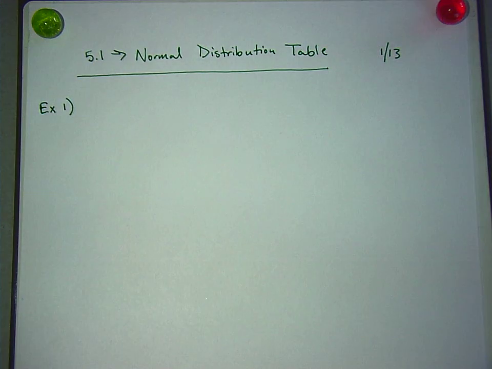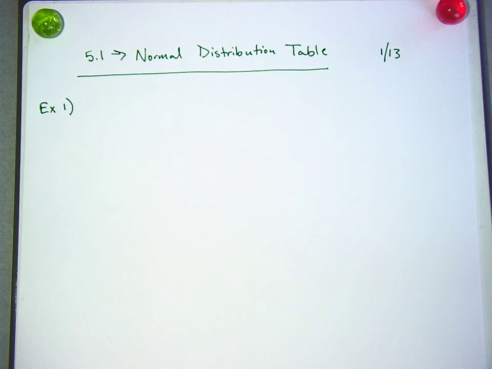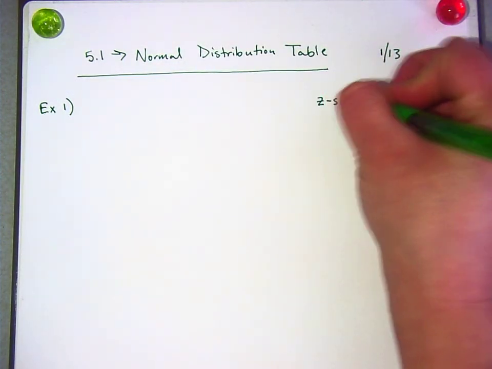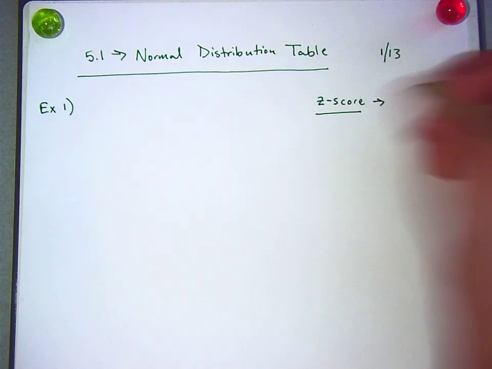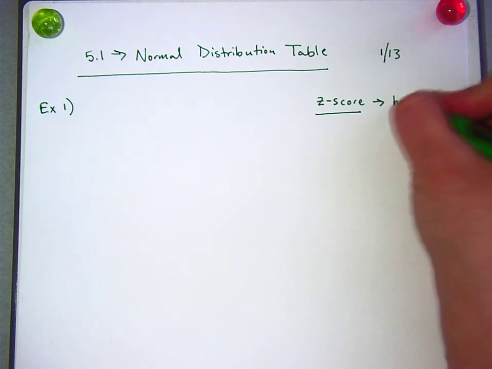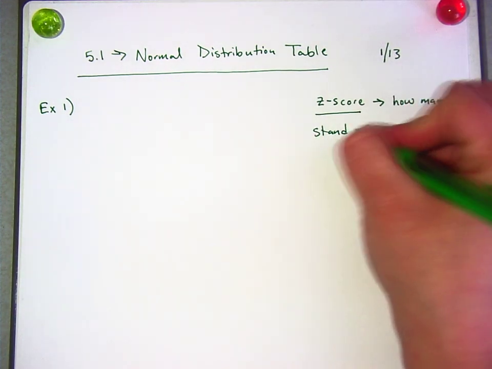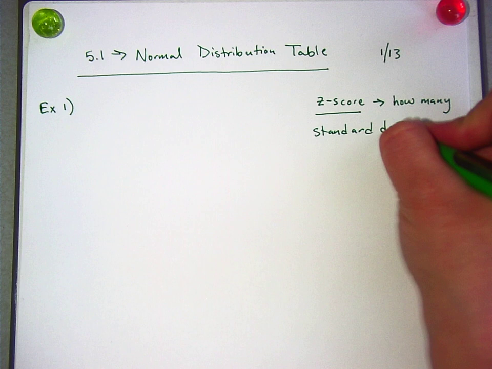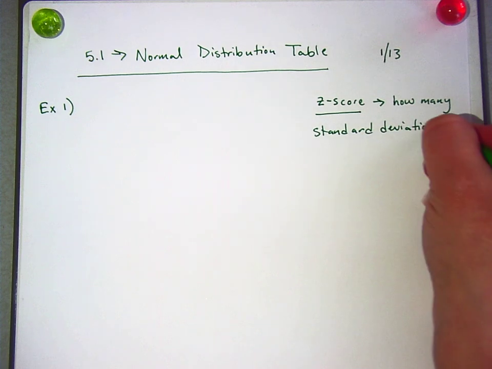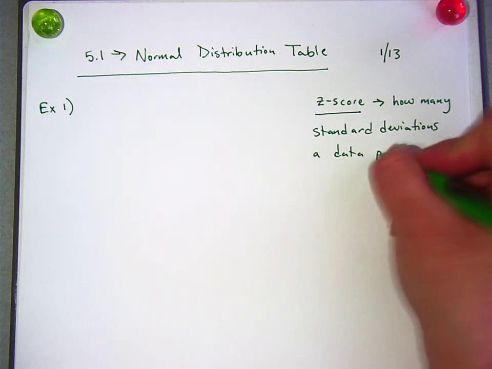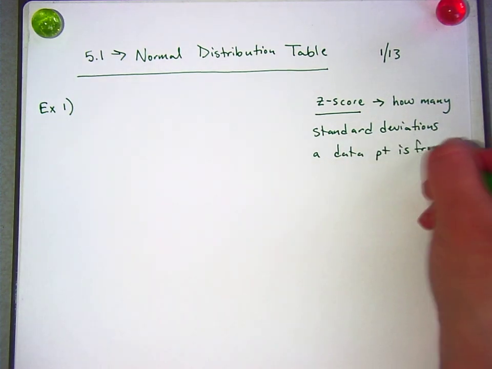Does anybody remember in here what a z-score is? Ryan? It's how many standard deviations away. Yes. Let's all write it down because obviously you don't remember. So a z-score is how many standard deviations a data point is from the mean.